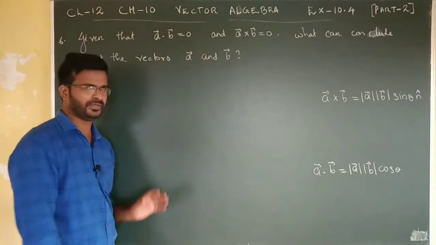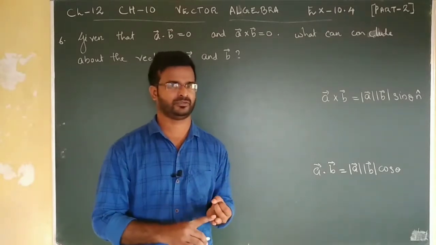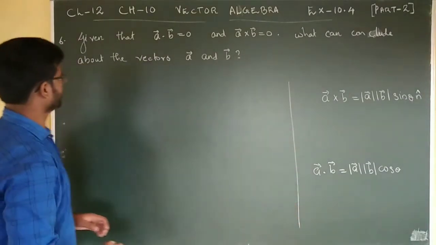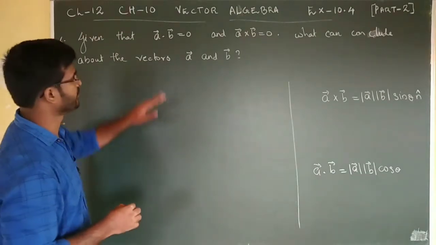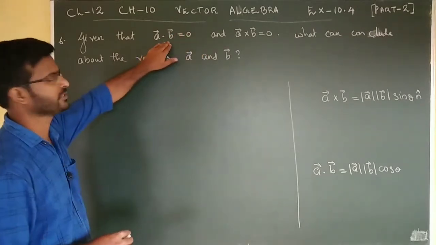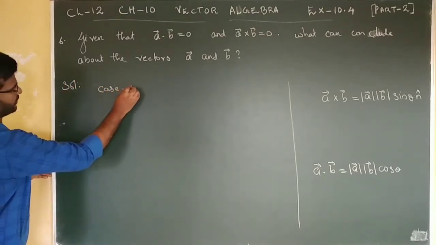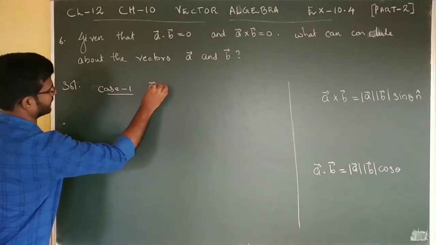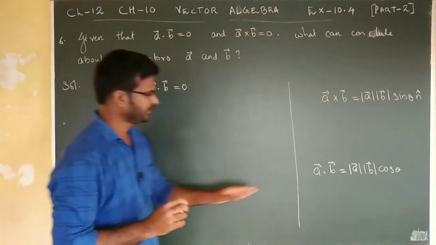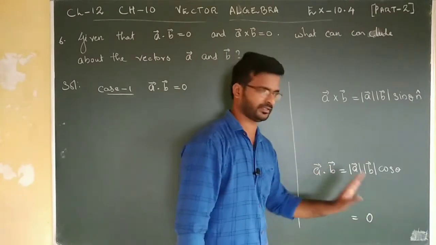That is our question. We have to check whether A vector and B vector are zero vectors or non-zero vectors. In this question, two cases are there. First case, A vector dot B vector equals 0. We can take the first part only. Case 1: A vector dot B vector equals 0. That means in this formula the right side needs to be 0.